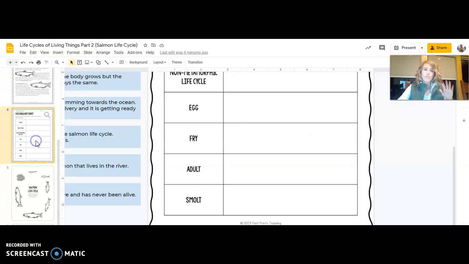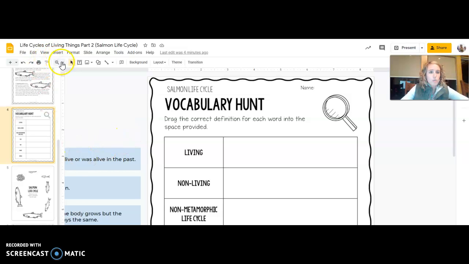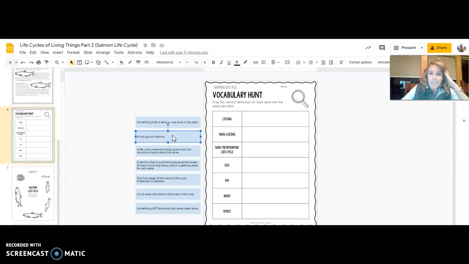So now, your job is to drag, let me zoom this back out. You're going to drag the correct definition for each word into the space provided. So I'm looking for a definition that matches the word living. So something living, something that is alive or was alive in the past. That could match, but I'm going to keep reading. A fully grown salmon? No. A life cycle where the body grows but the structure mostly stays the same? No. A salmon that is swimming towards the ocean?